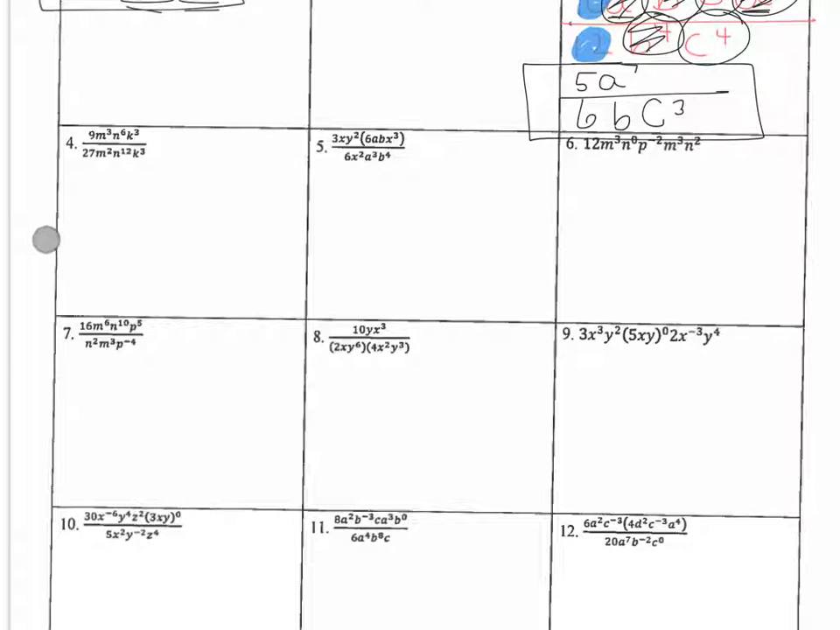I know I'm done because none of my exponents are negative, and I see a, b, and c once. Let's jump to number 5. Number 5, you always divide last. So if you can clean up the top or clean up the bottom, you always do that first. So I notice the top, and I can clean the top up.